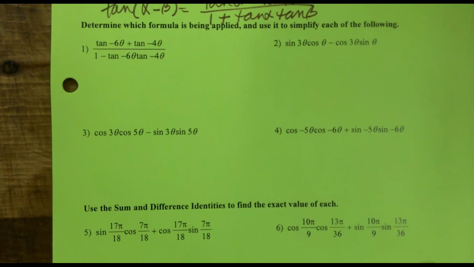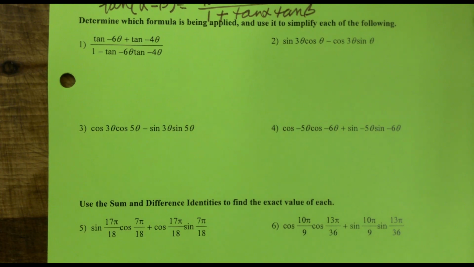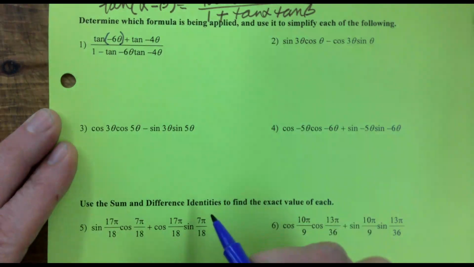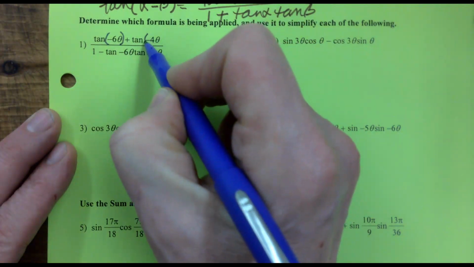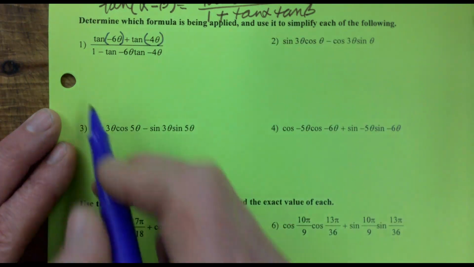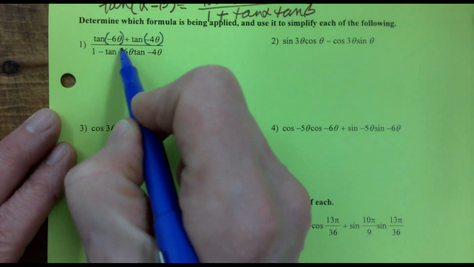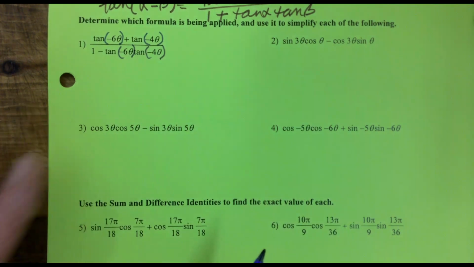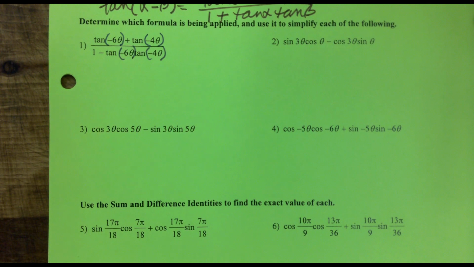The first one I think is pretty self-explanatory. I know that this is one of the tangent ones, and I know that because it has tangent in it. And this one says it is the tangent of negative 6 theta plus the tangent of negative 4 theta over 1 minus the tangent of negative 6 theta times the tangent of negative 4 theta. And what I need to do is recognize which identity this is.